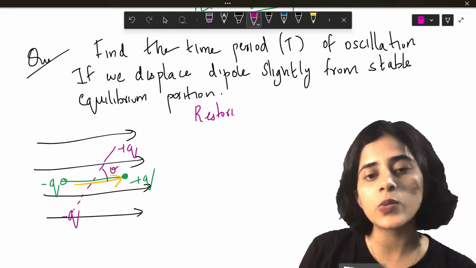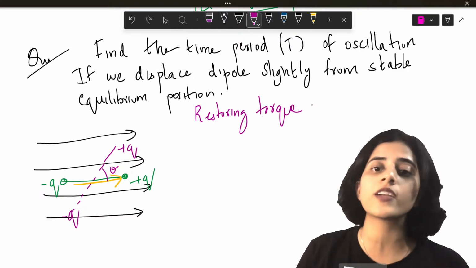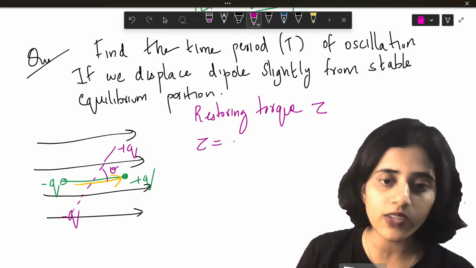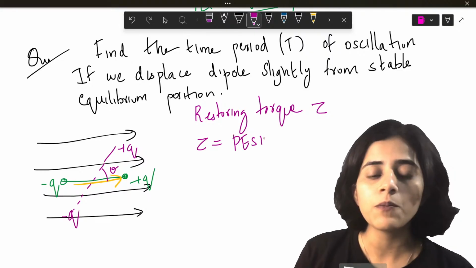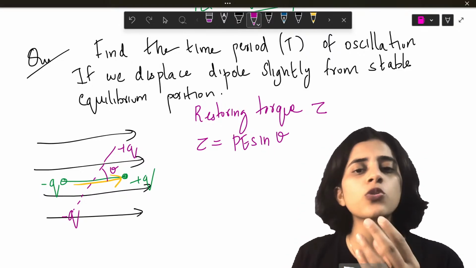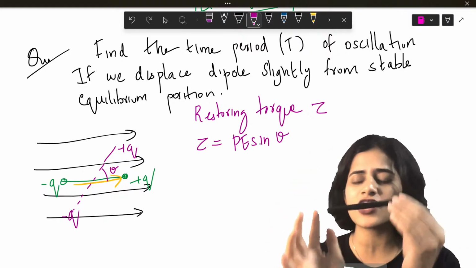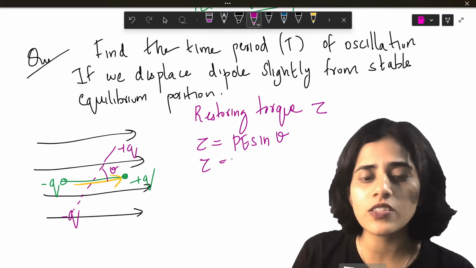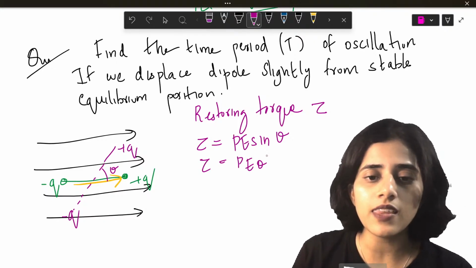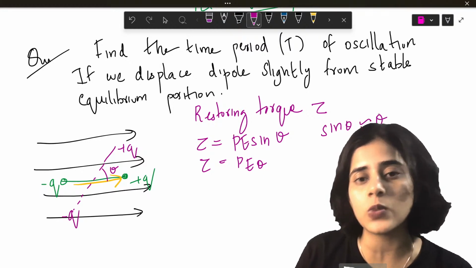Why do we call it the restoring torque? Because it's a restoring force. It's bringing it back to equilibrium. So restoring torque will be equal to PE sine theta. Now sine theta can approximately be equal to theta because it's very small. I am just showing you this big angle, but it's actually a very small angle. So I will just write it as PE theta. So sine theta is approximately equal to theta.